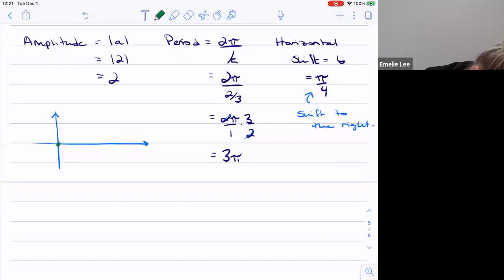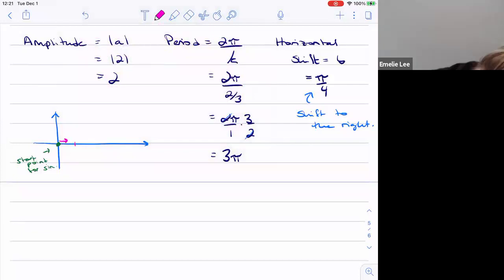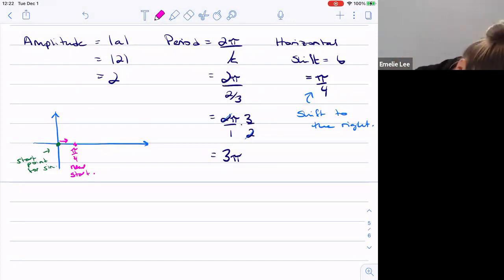is here, this is our usual start point for sine. Okay. But now we've shifted to the right to pi over 4. So this is our new start point. And then knowing the general shape of sine, right, it goes up. There's no flip in this case. There's no movement up and down. So it looks like it's just going to go up. So from here, it's going to go up.